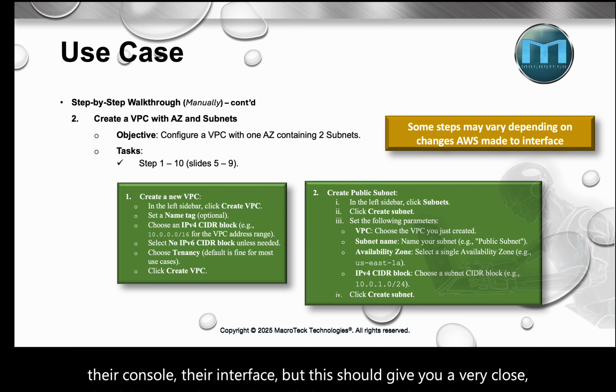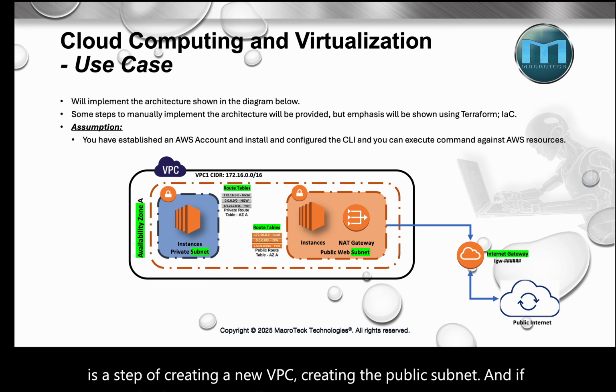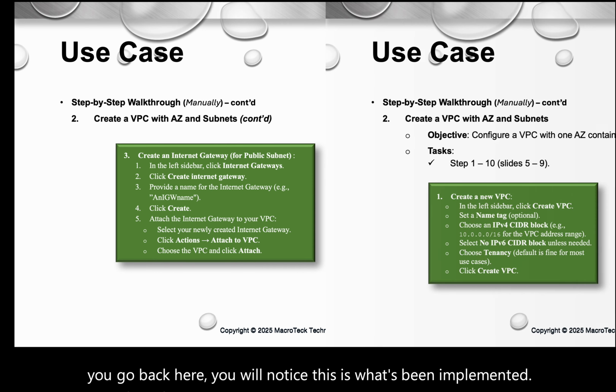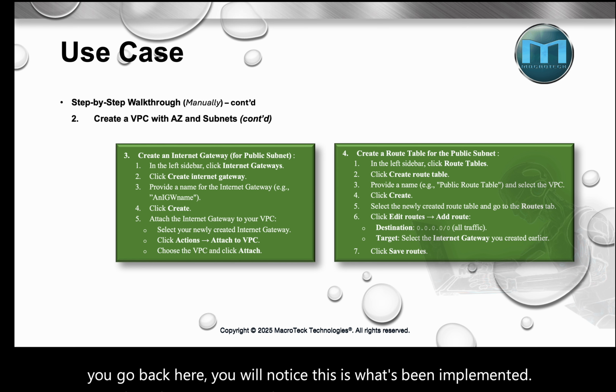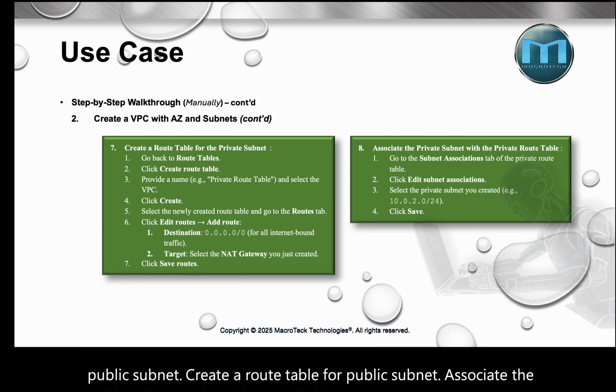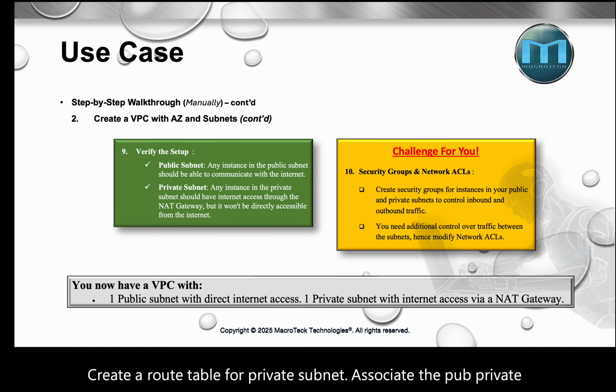But this is a step of creating a new VPC, creating the public subnet, and if you go back here, you will notice this is what's being implemented: the VPC, the subnets. So creating an internet gateway for the public subnet, create a route table for the public subnet, associate the public subnet with the public route table, create a NAT gateway, create a route table for the private subnet, associate the private subnet with the private route table, verify the steps to make sure everything was good.